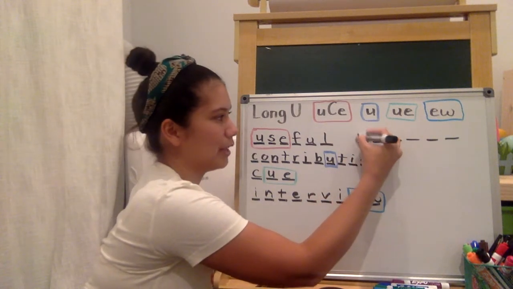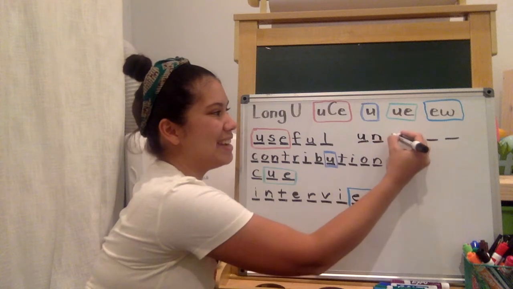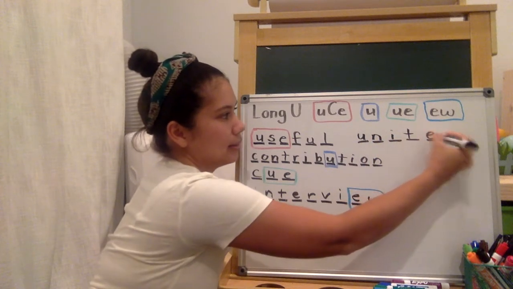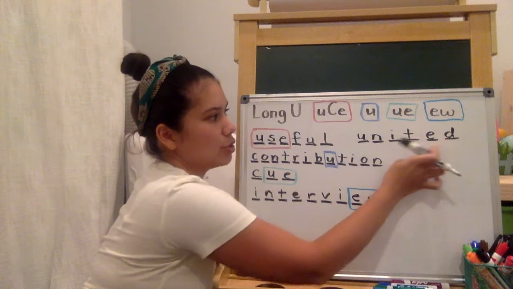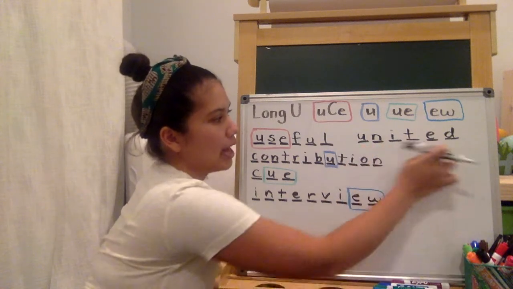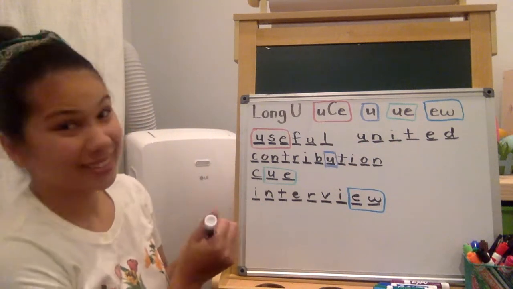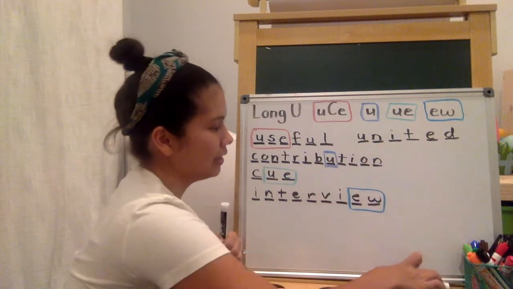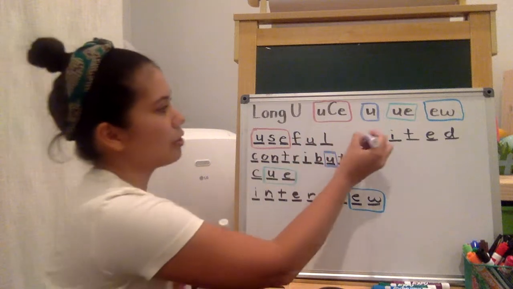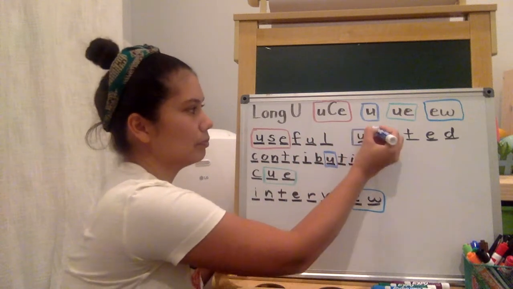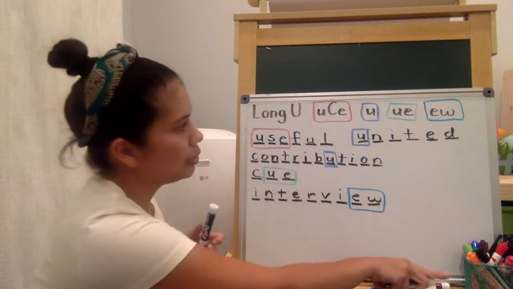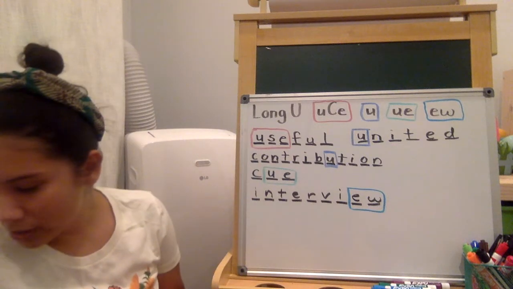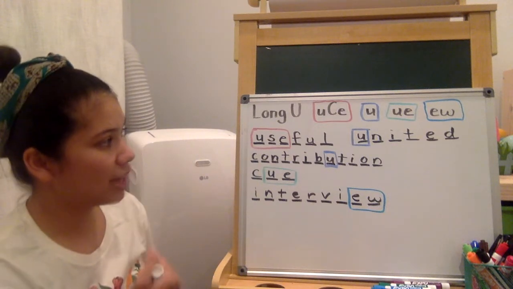U, it's right at the beginning. United. That ed at the end is usually going to be an ed. United. If you spelled it like this, U-N-I-T-E-D, then that's accurate. If all you got was just the U at the beginning, that's totally fine. United.